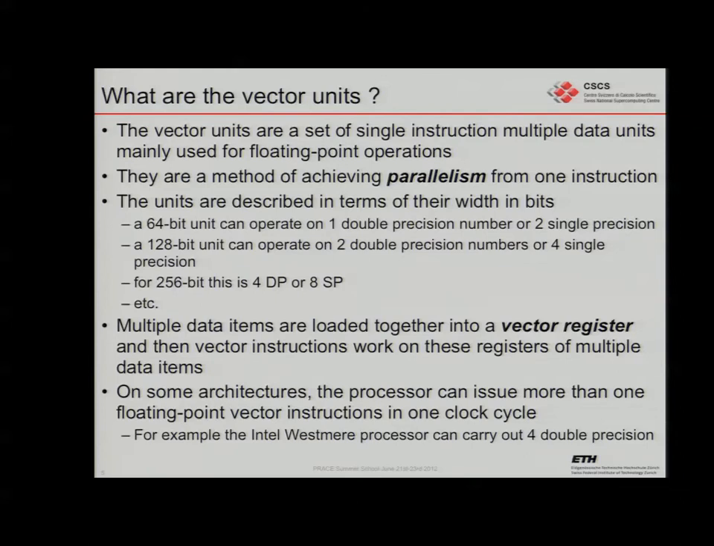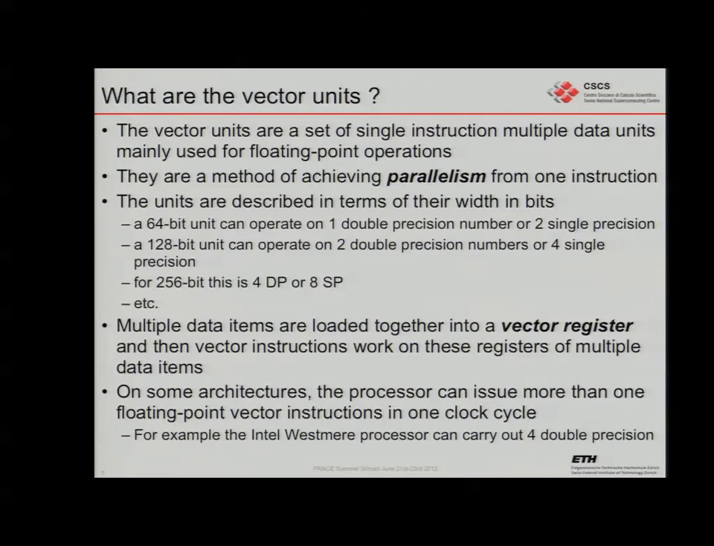So what are these vector units? These are a method of achieving parallelism out of one instruction. So it's a parallel machine. Cores are generally parallel. They will issue several instructions at the same time, a load, a floating point operation, an integer operation. But here we can actually get data parallelism from one instruction. And this is important because doing the decode of the instruction in the processor is quite a costly thing. If you can amortize that cost by using it on a lot of data, then that's very good.